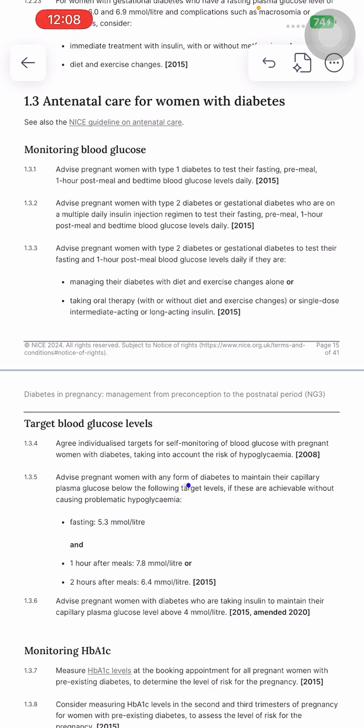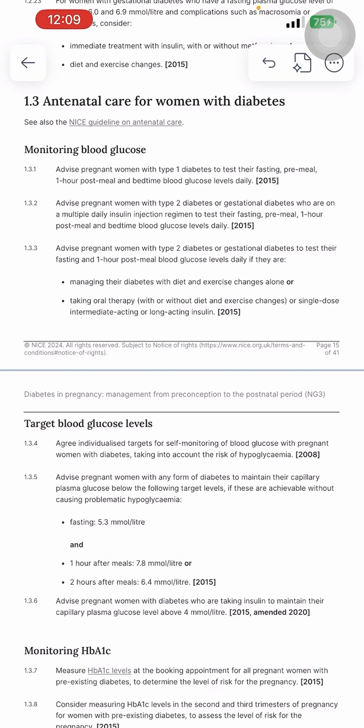Advise pregnant women with any form of diabetes to maintain their capillary blood glucose level below the target level, if this is achievable without causing problematic hypoglycemia. So what are the target levels? In MCQs, they ask what the target levels are once you have to start her on treatment, and for the oral glucose tolerance test, how to interpret that test.